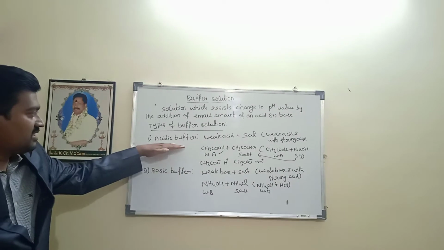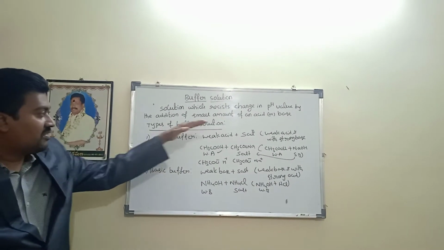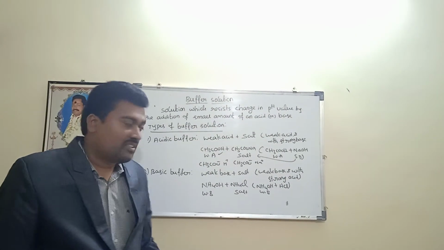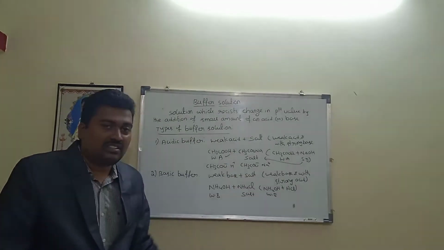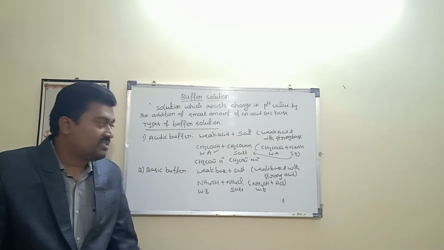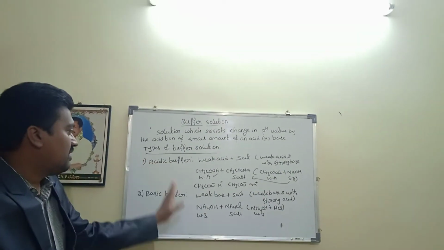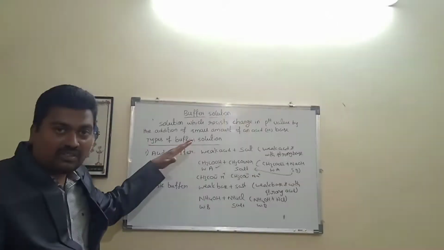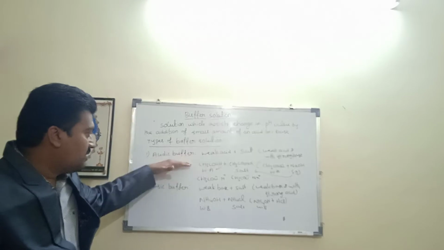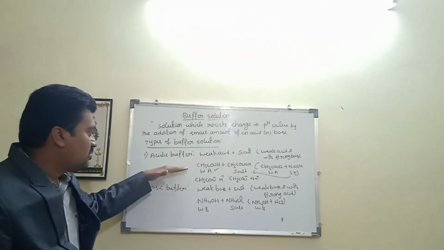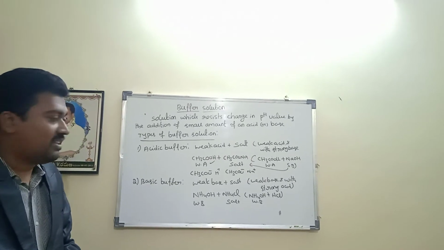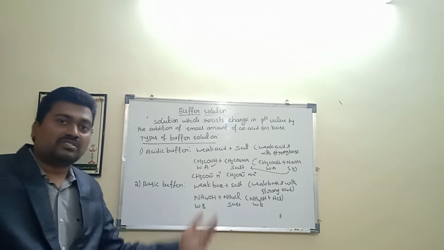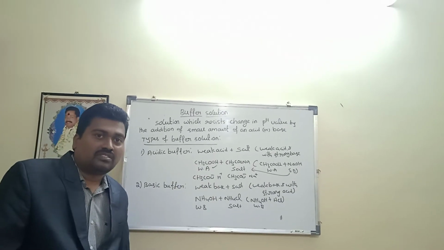So like that, acidic buffer is a combination of weak acid and salt with the strong base, and the basic buffer is a combination of weak base and salt with the strong acid. So this is about just the types of buffers. Now we will discuss the acidic buffer and its types. Apart from that, we will discuss the calculation of pH of this acidic buffer by the Henderson equation, and after that we will discuss the numericals.